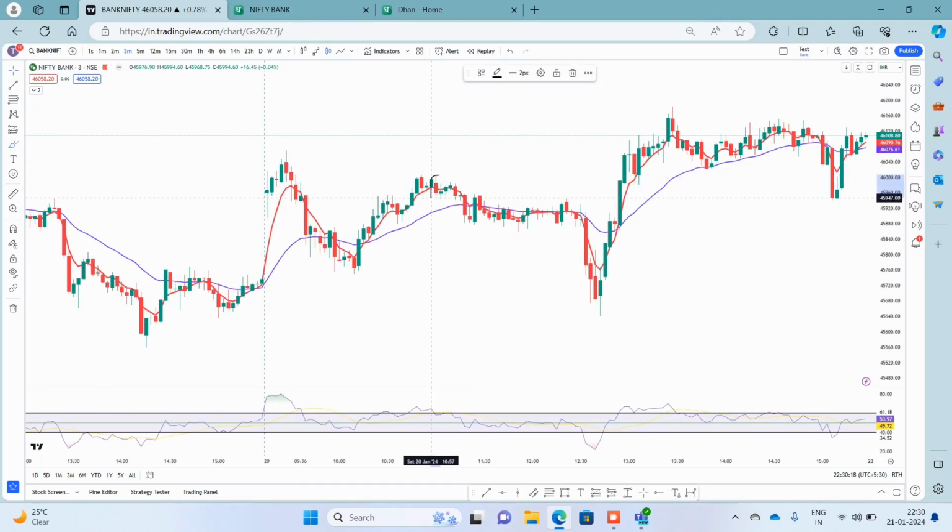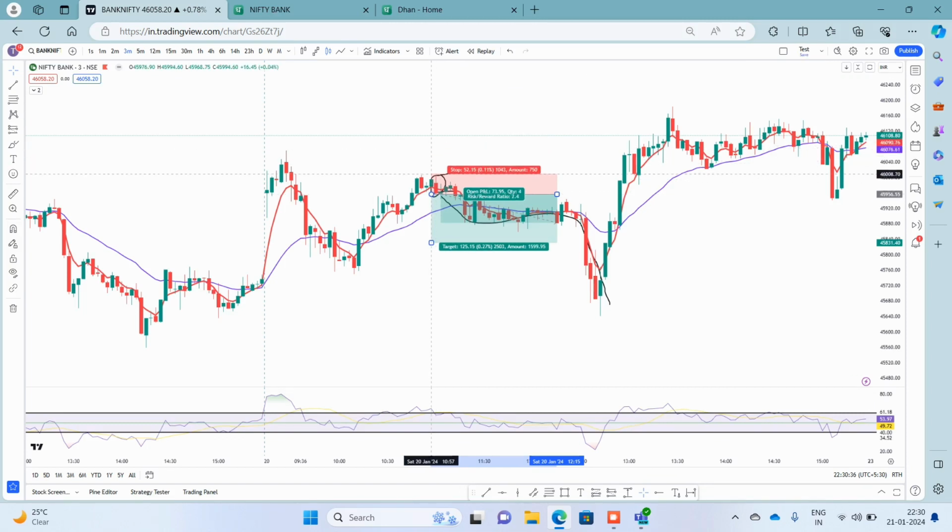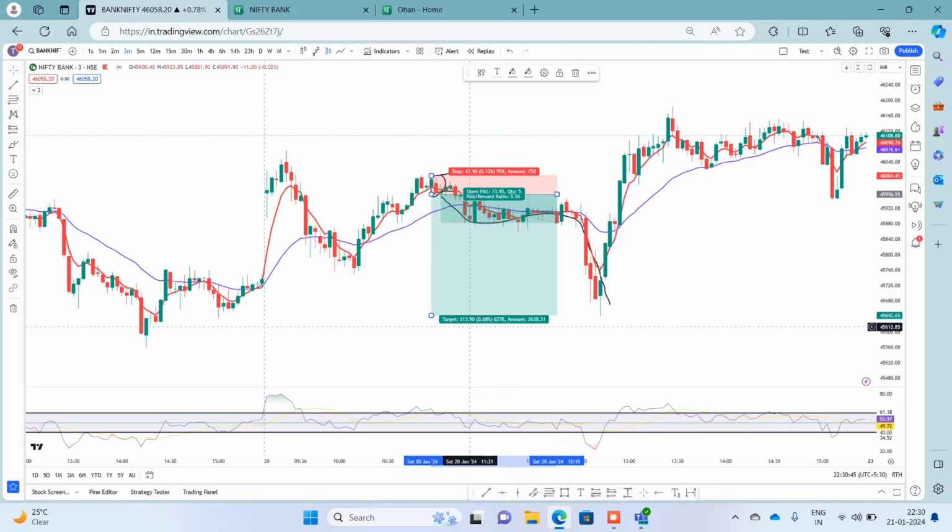Candle closing below 5 EMA. This is an inverted hammer. This will be your entry, this will be your SL. Let's see how many points we got on this trade. This will be our entry, this will be our SL. How many points did you get on this trade? Close to 330 points, 313 points you got on this trade.